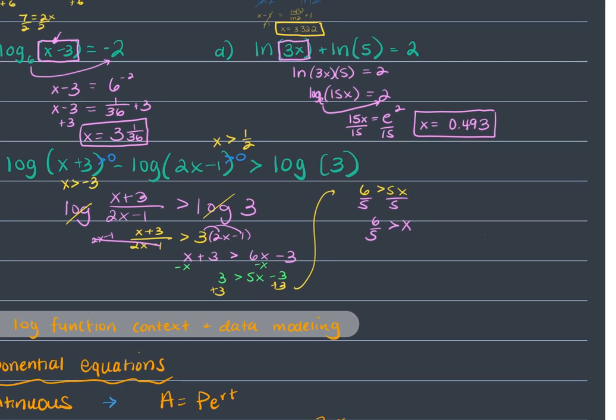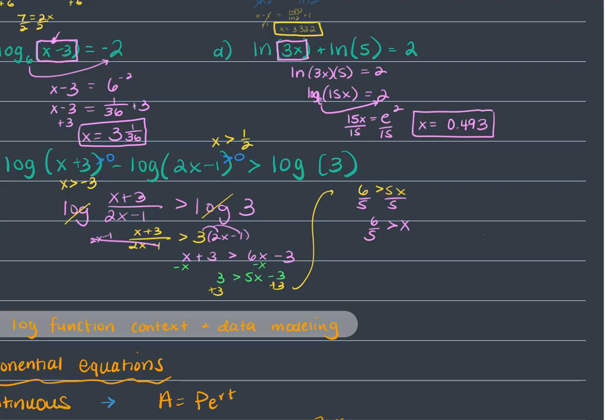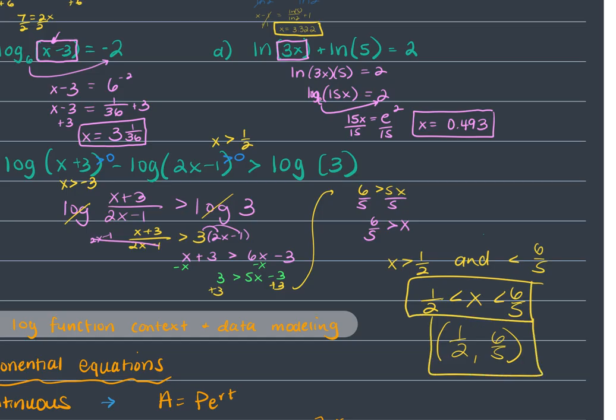So if it has to be greater than negative 3 and greater than 1/2, which of those would be more restrictive, right? Which one would I keep? Greater than 1/2. So it is greater than 1/2 and also less than 6/5. So it would be two ways. 1/2 is less than x, which is less than 6/5. Or it could be x is less than 6/5 and greater than 1/2. So you could write it either way.